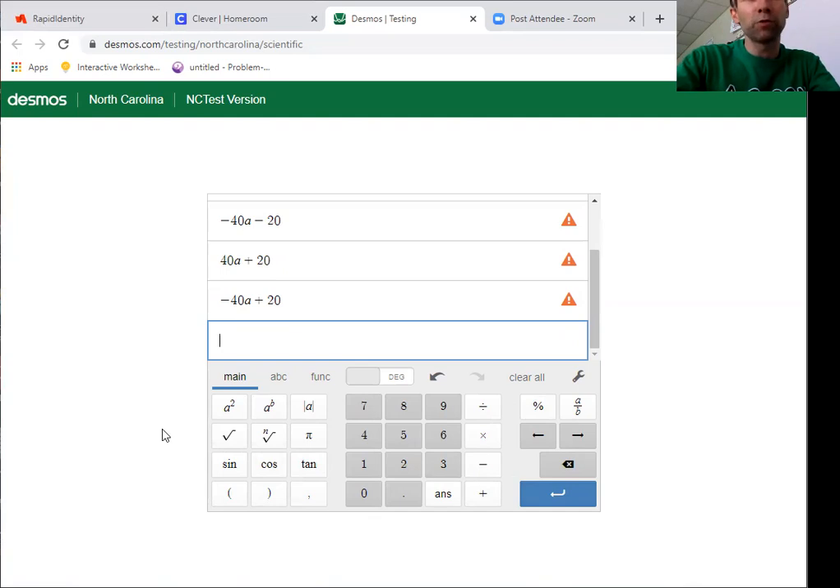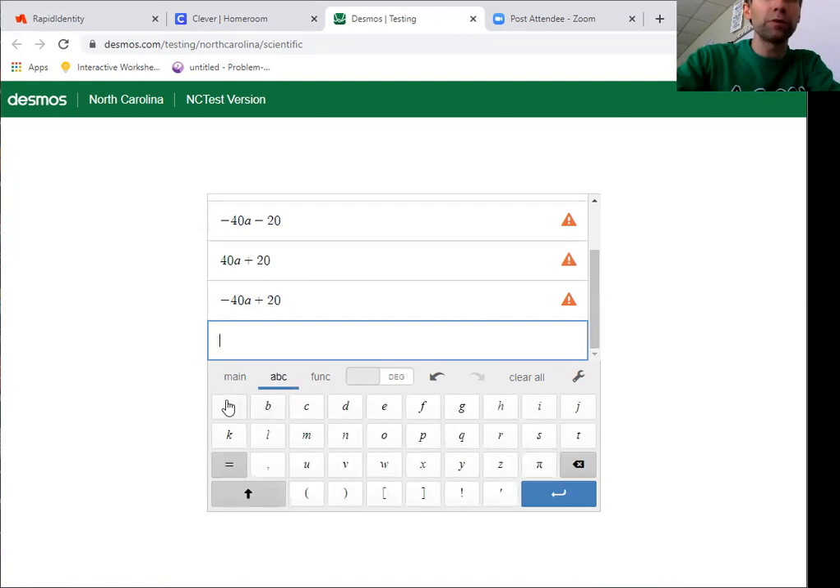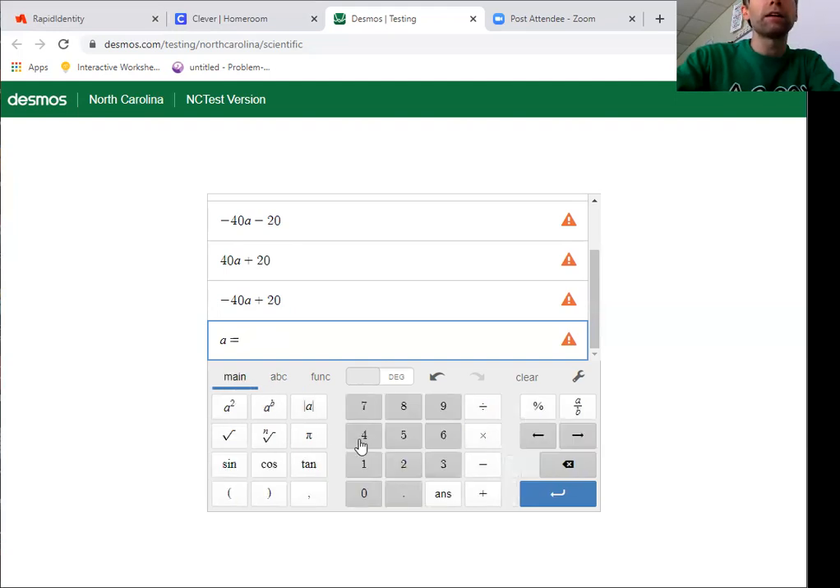Now, somebody asked me one time, can I put in 1,276 for my mystery number? And I said, sure, it doesn't matter what number you choose for the most part. So I just always try to keep it small and simple and choose the number 2. So I'm going to choose A equals 2. So I'm going to click ABC. There's my A, there's my equals, and then 2.